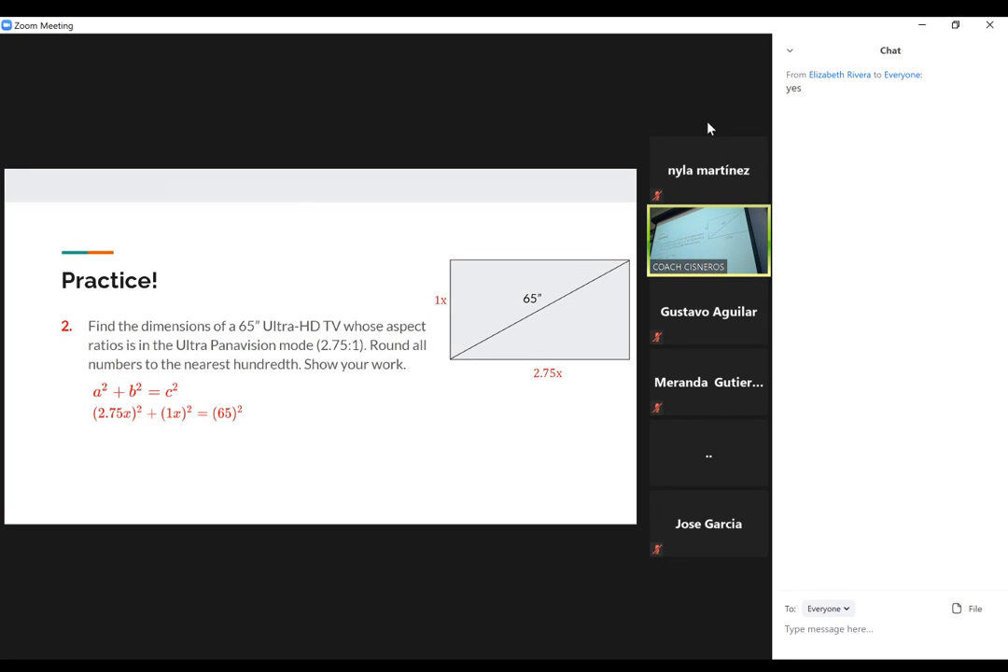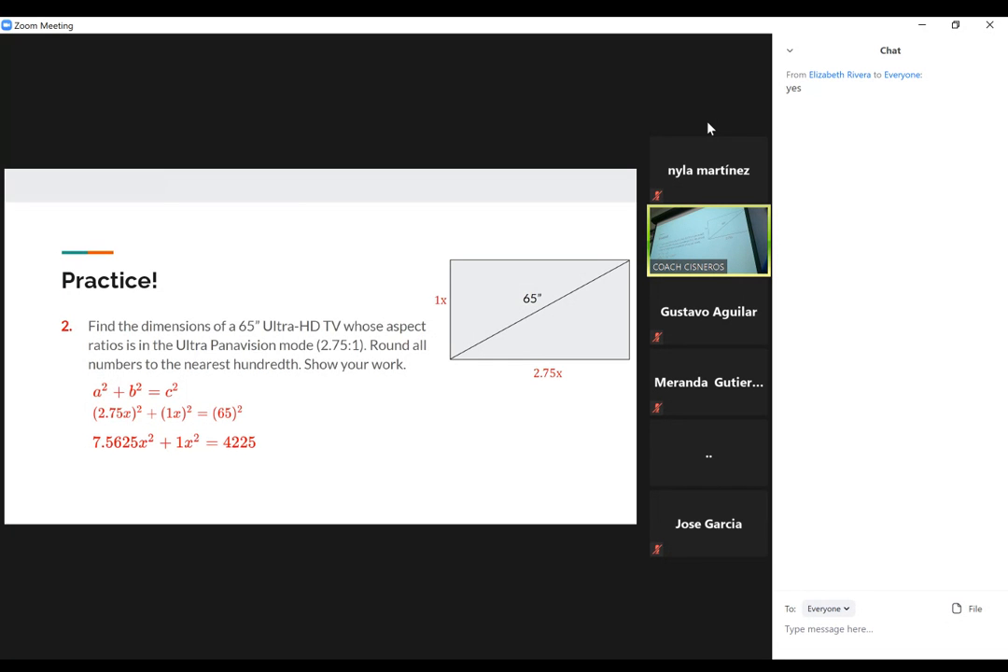So 2.75 squared has got 4 numbers after the decimal place. Go ahead and write all 4 of those. We'll round it off at the very end. What's 2.75 squared? 7.5625. And 1 squared is 1. And then 65 squared is 4225.